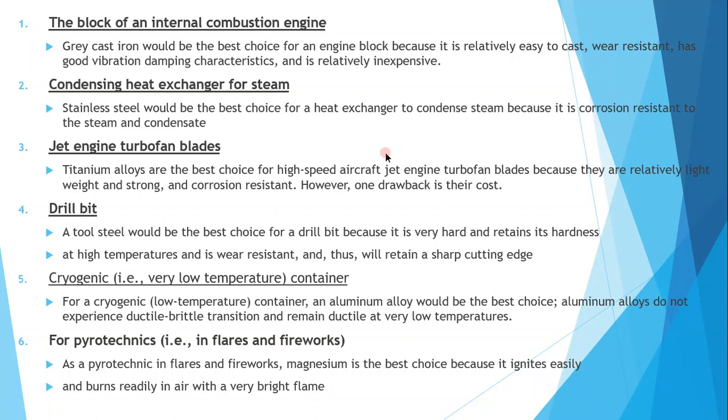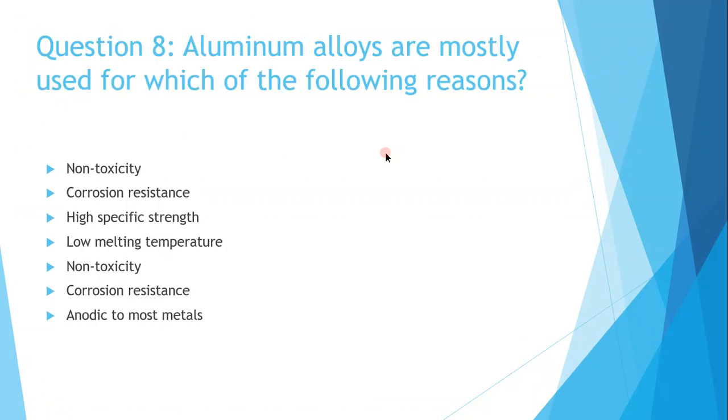They are quite expensive. A drill bit, a tool steel would be the best choice for a drill bit because it's very hard and retains its hardness at high temperatures. It is wear resistant, thus will retain a sharp cutting edge. Cryogenic, you want to use an aluminium alloy because they do not experience ductile to brittle transitions and remain ductile at very low temperatures. And for pyrotechnics, flares and fireworks, magnesium is the best choice because it ignites easily, just in case you wanted to build some fireworks. It burns readily in the air with a very bright flame.